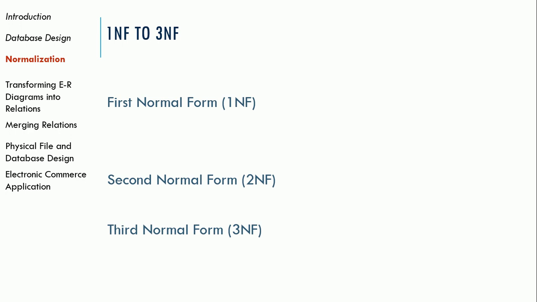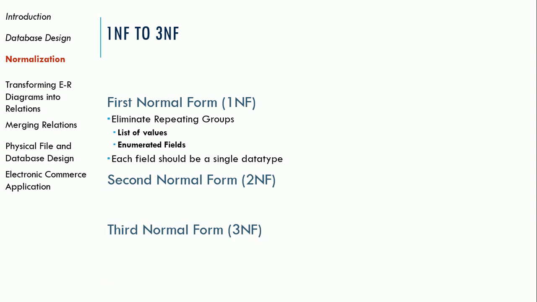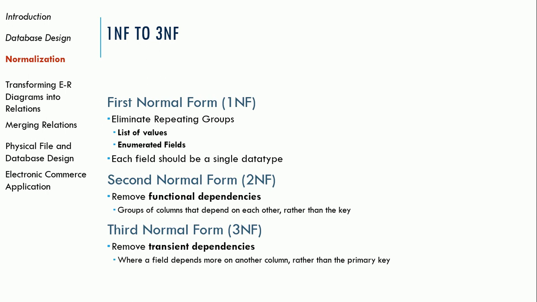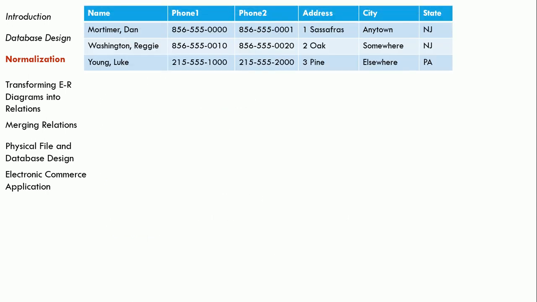So this is another way for me to explain normalization, and I'll do this with some graphics, and hopefully this will make a little more sense as to exactly what someone's doing when they're normalizing a data structure or a database for a system. So we're going to go from first normal form, which is going to eliminate repeating groups like lists of values, enumerated fields, or something like that. Then in second normal form, you're going to see me remove functional dependencies, which I just talked about. And in third normal form, you're going to see me remove transitive dependencies. So I'm going to show you what those 3 look like.